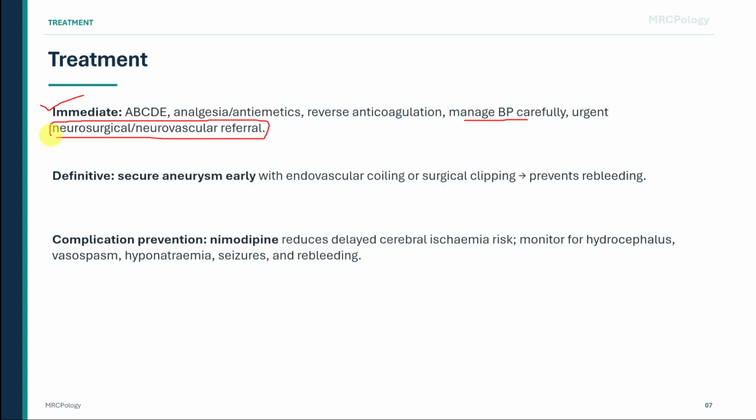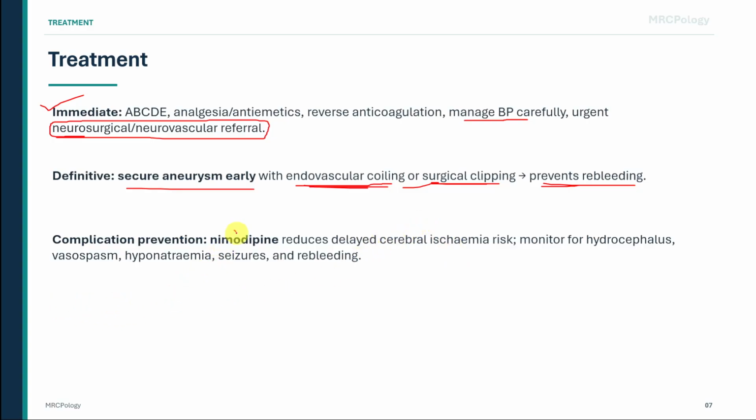Definitive treatment is to secure the aneurysm early. This can be done by endovascular coiling or surgical clipping. The aim is simple: prevent another bleed. Rebleeding is often catastrophic, so securing the aneurysm is a priority once the patient is stabilized. Then we prevent and monitor for complications.